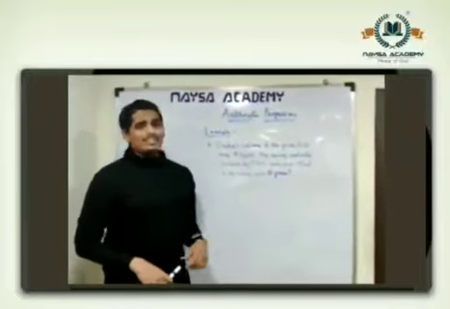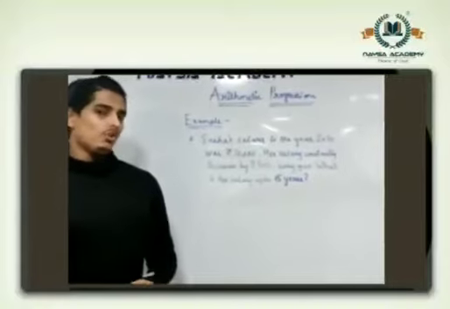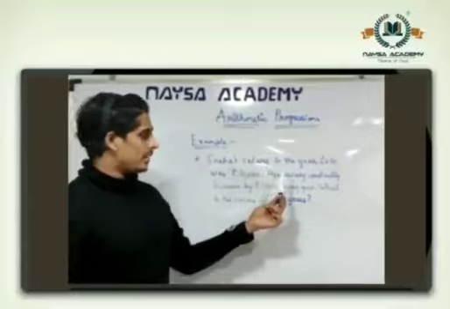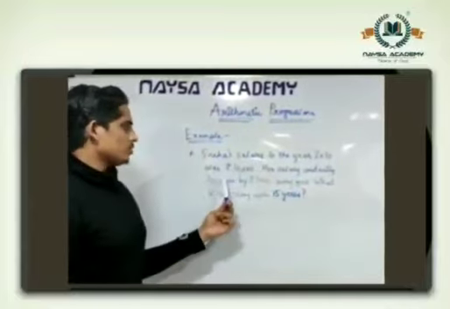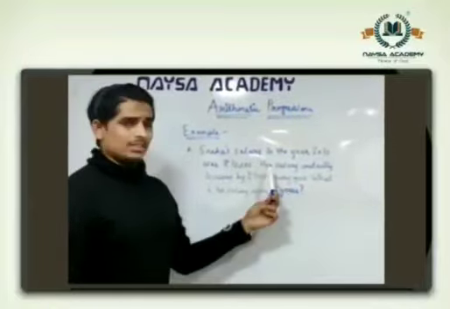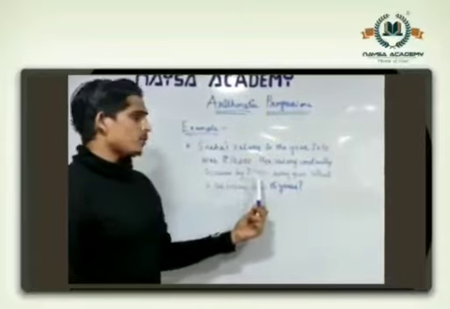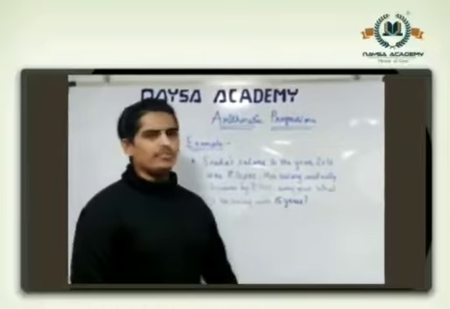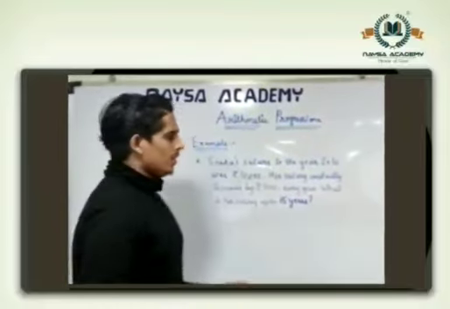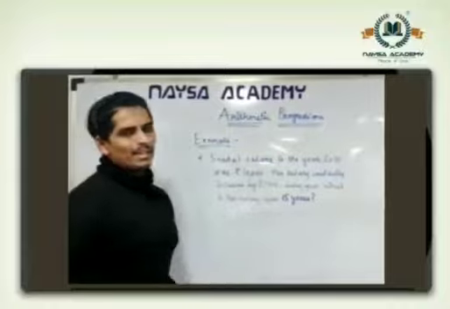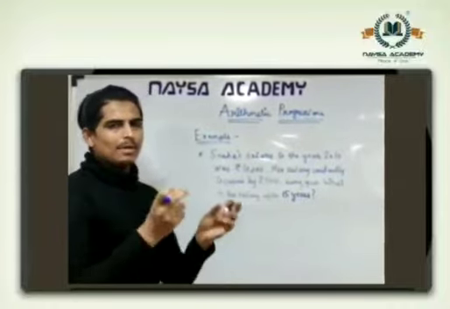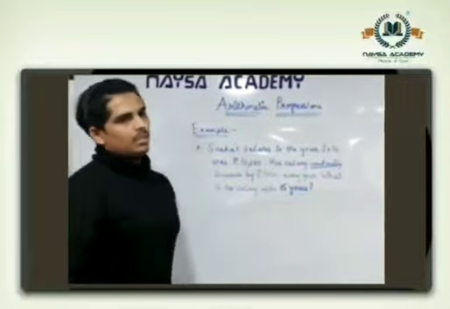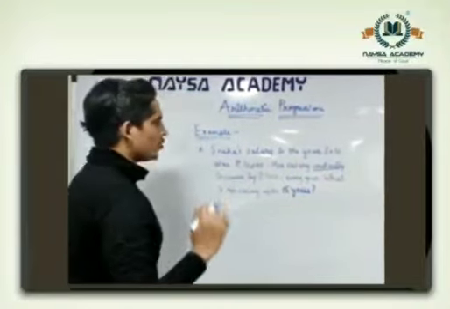So this is the practical application which I was talking about. So let's read the question. Sneha's salary in the year 2010 was rupees 10,000. Her salary constantly increases by rupees 500 every year. What is her salary after 15 years? So we will connect this to an arithmetic progression by a simple term which is given over here, that is constantly. I'll show you how.